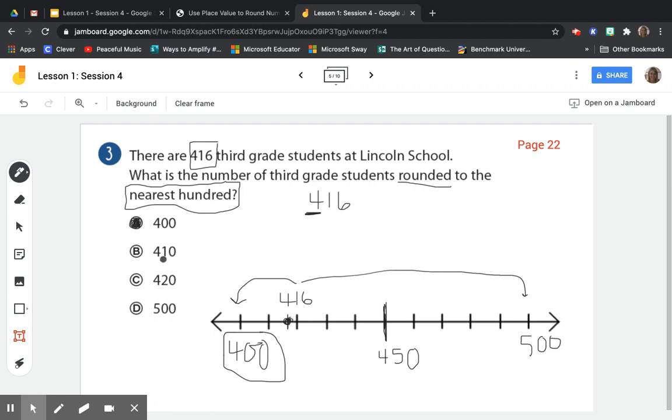So I have 410. Well, first of all, I know that's not 100 because that's a 10. So I'm going to go to the next one. 420. Again, I know that's not 100. That's a 10. So I'm going to cross that one off. And my final choice, 500. Well, I know this is wrong because we already said we're going to rather go next door to 400 than all the way up to 500. So my answer is A.